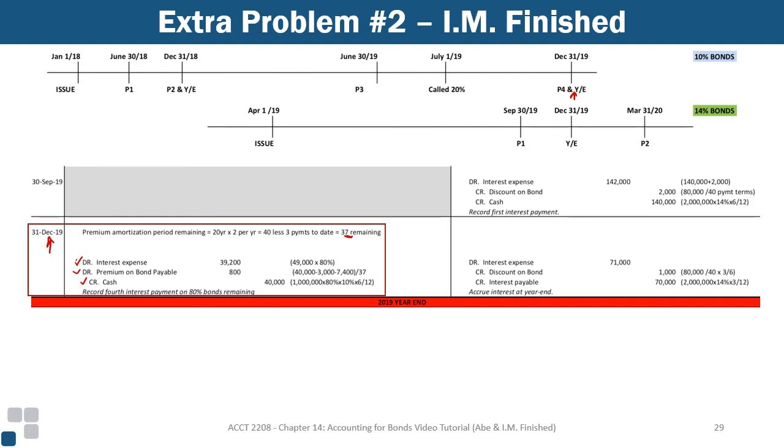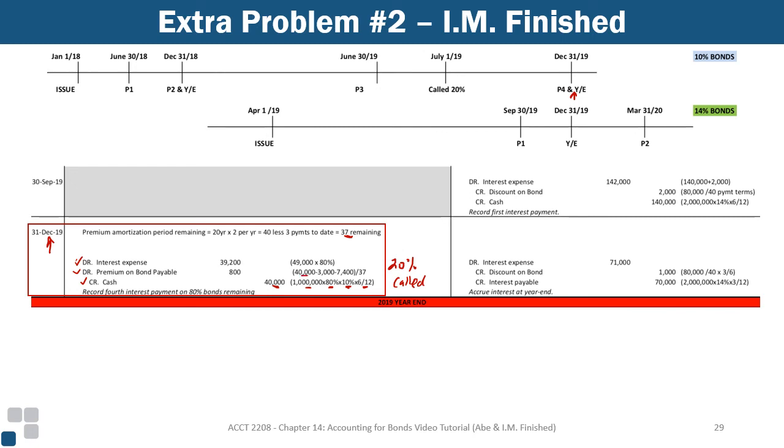We know that the cash is going to be, in this case, the original $1 million times the 80% that were remaining. Remember, 20% were called. That leaves 80%. That's what this is. They pay 10% semi-annually, so credit cash 400,000. 20% of the bonds are left, right?